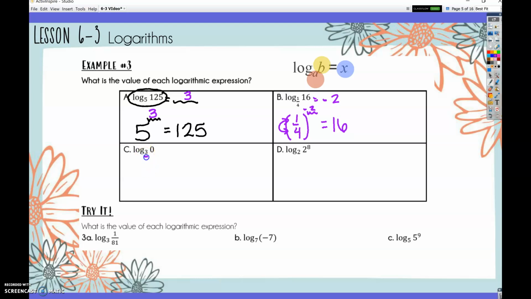Here we have our base is 3. 3 to what power makes 0? We've talked about the graphs before. We've graphed 3 to the x in a previous example. 3 to the x looks like this. It never crosses a y value of 0. It will never equal 0. It has that asymptote. So there is no solution here.